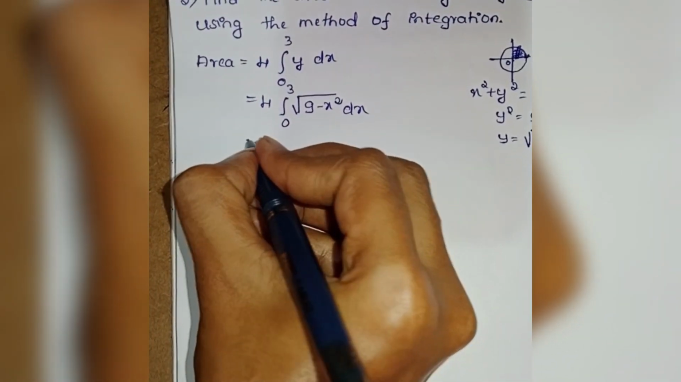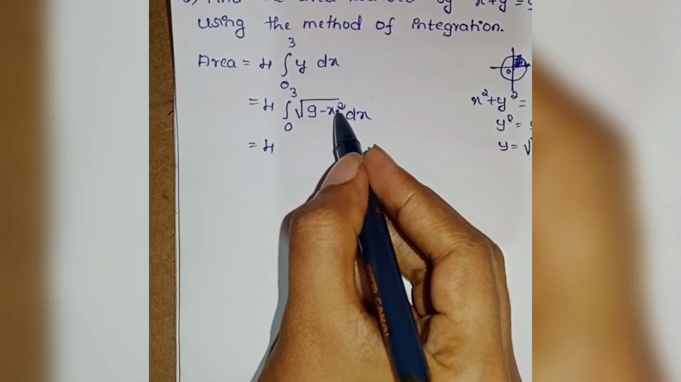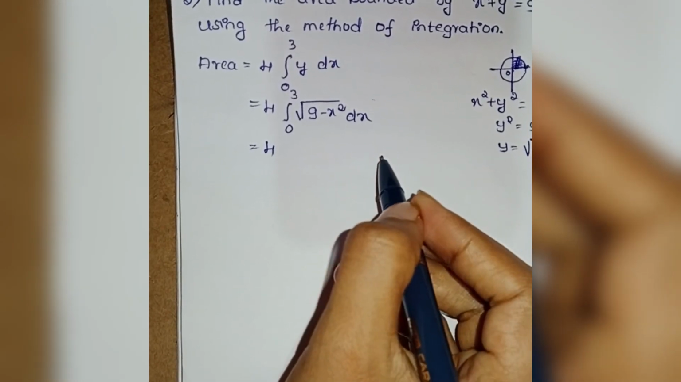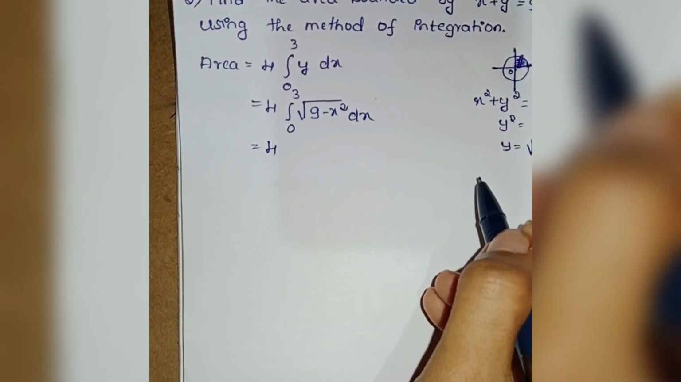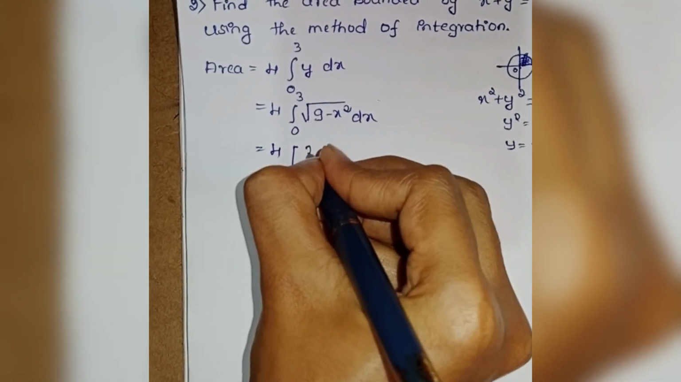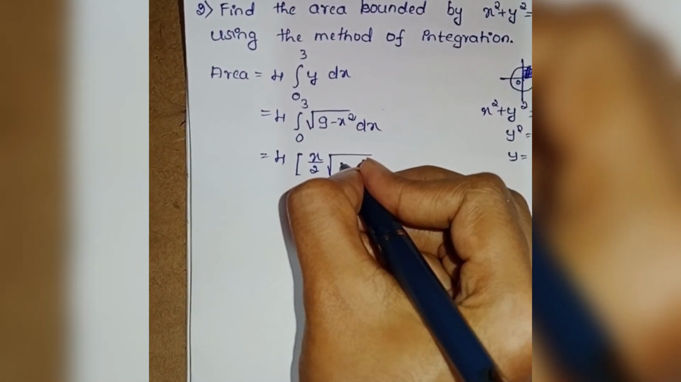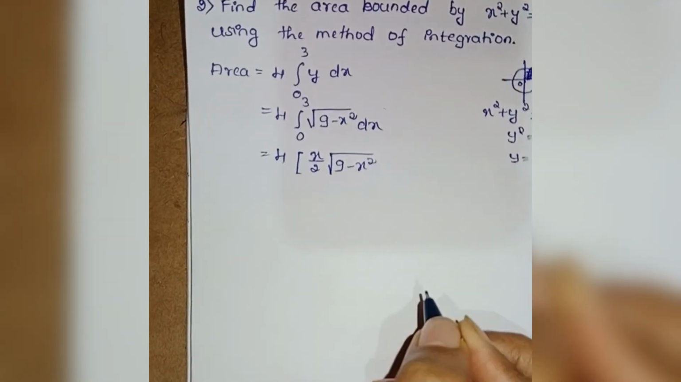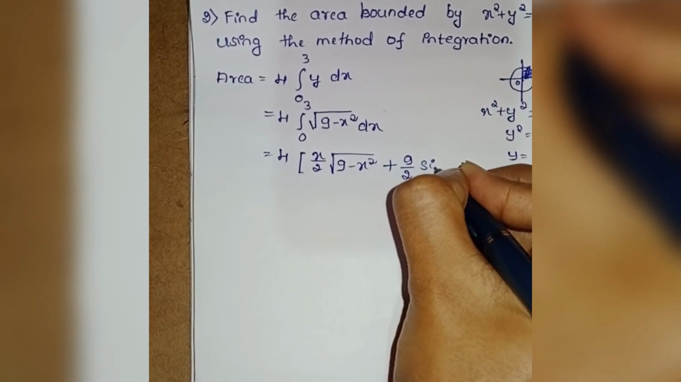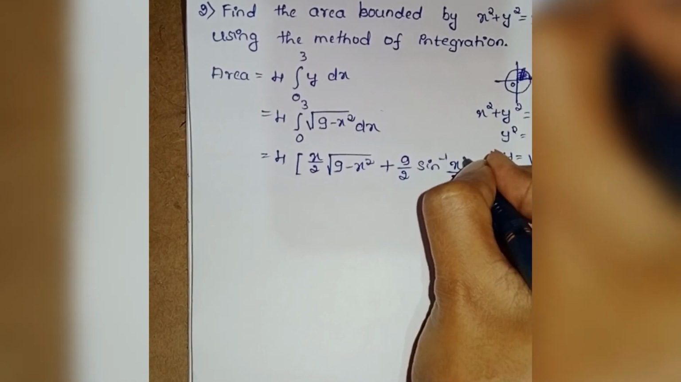Correct, right? Now 4 times integration of root of a square minus x square, formula. Correct, right? Root of a square minus x square is x by 2 into root of a square minus x square plus a square by 2 into sin inverse of x by a. Here a square is 9, so a is 3.